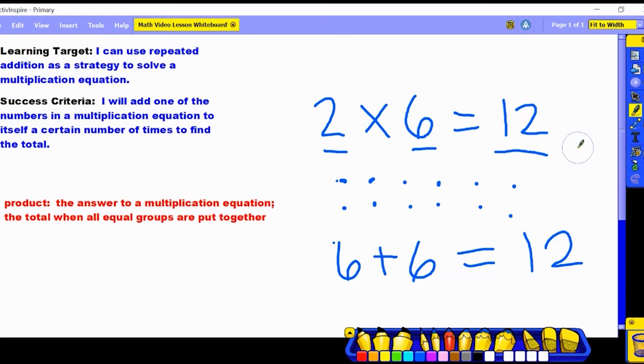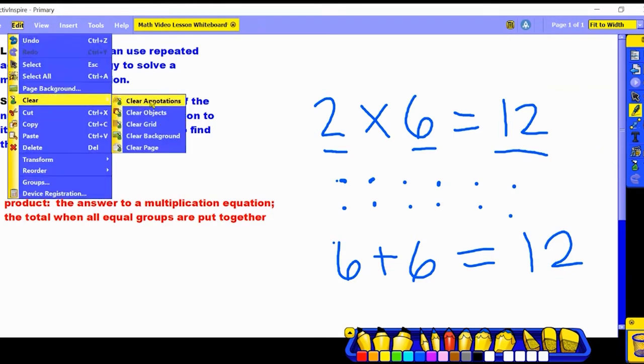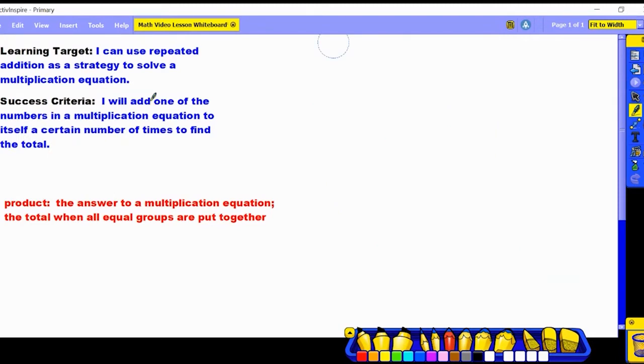So that shows that I can use repeated addition, adding 6 to itself to find the answer to 2 times 6, and I get 12. And here's my array that I use to check my work. Now I want to give you a chance to try this. I'm going to show you an equation, a multiplication problem, and I want you to think about how you could add one of the numbers to itself a certain number of times to figure out the answer.